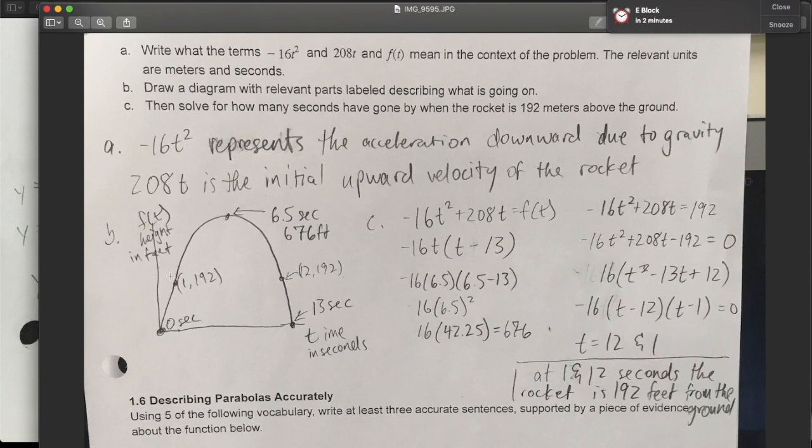And you can see I labeled that here and here. It's not perfect. It maybe should be a little lower given that this is 676, so this should only be about a third of the way up, maybe over here. But you get the general idea. Okay.